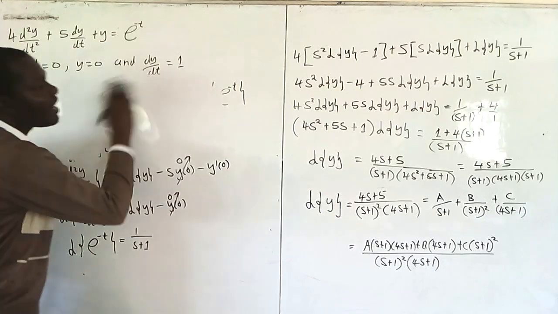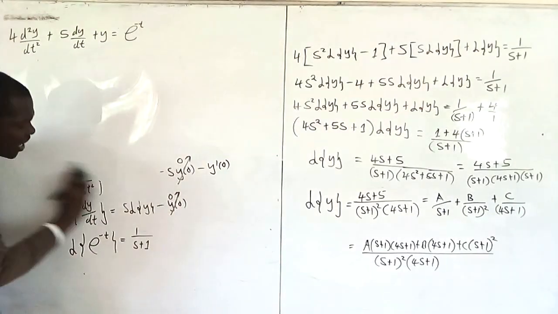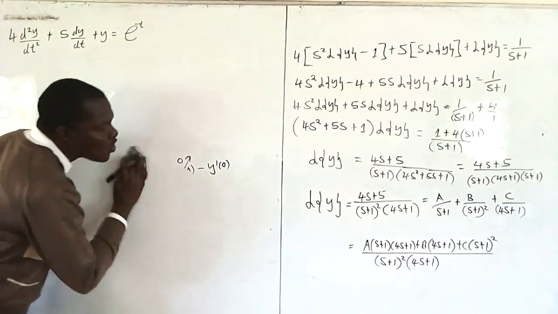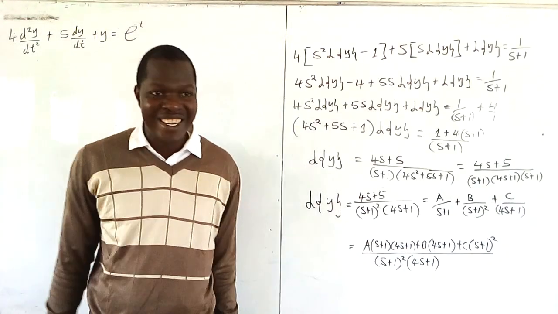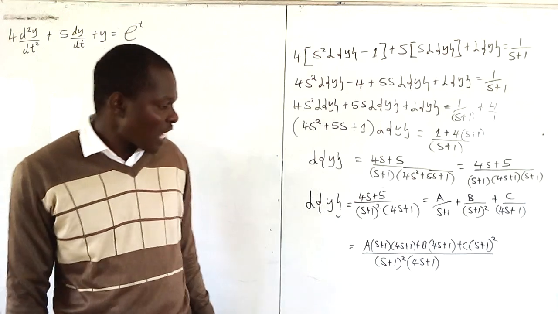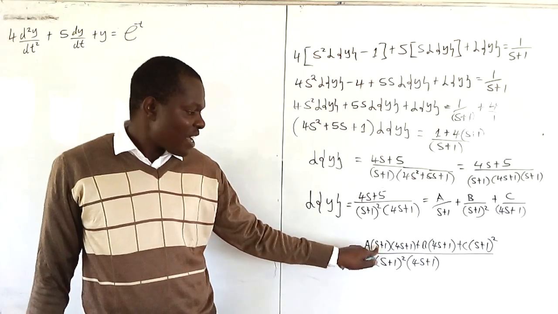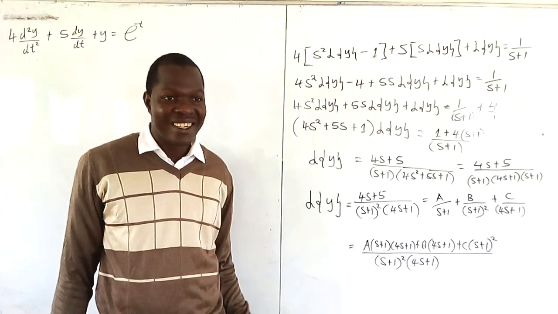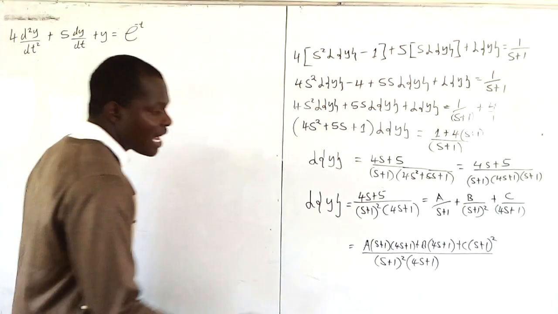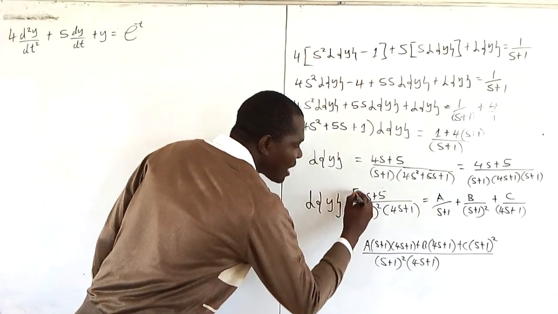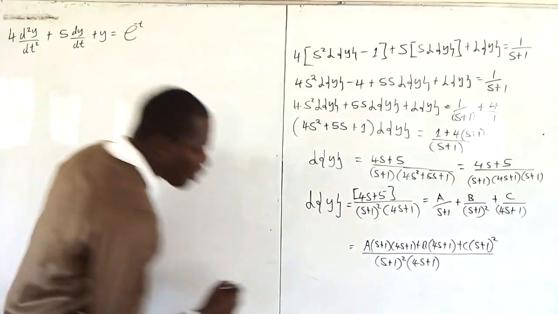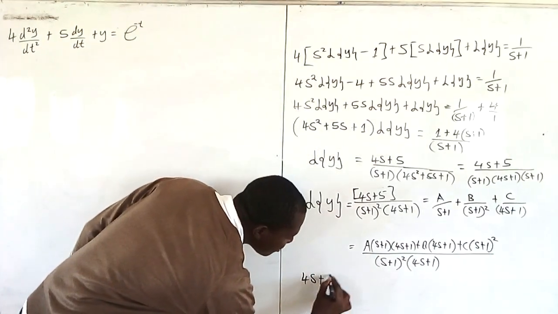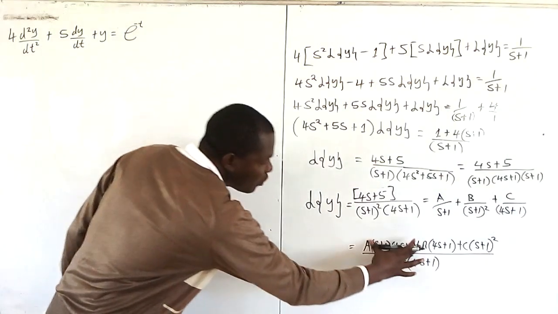You know very well that when you have linear factors, you don't compare the coefficients, because with linear factors you will always take it to 0, isn't it? So if s is negative 1 in s plus 1, you get 0. You are comparing the numerators, since the denominators are the same. So what you are comparing is 4s plus 5 to be equal to this numerator.